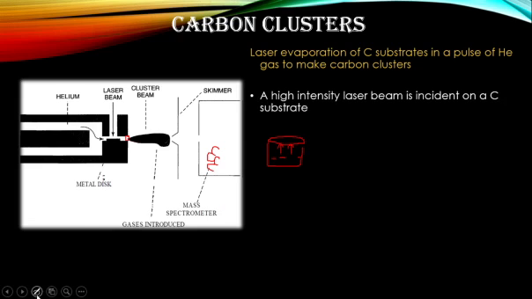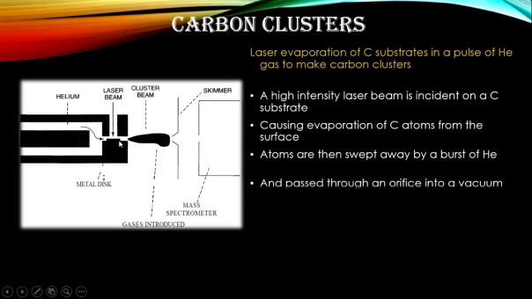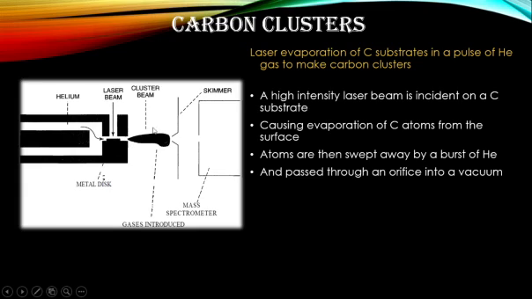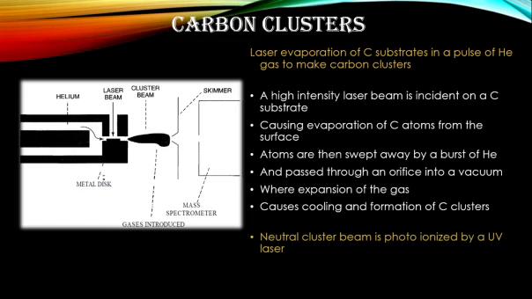So what is done? A high intensity laser beam is incident on a carbon substrate, causing the evaporation of carbon atoms from the surface. Atoms are then swept away by a burst of helium, which is an inert gas, and it is passed through an orifice into vacuum. So no reaction will happen, only the cooling down of the gas will happen because it is vacuum. No compounds will be formed, only the clustering of carbon atoms will happen. So the expansion leads to cooling and formation of carbon clusters.